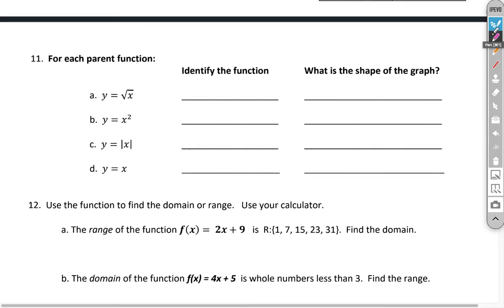All right, so for each parent function, we need to identify the function and the shape of the graph. So we have y equals the square root of x. This one's pretty obvious. It's a square root function. Y equals x squared. If you've got these exponents, it's a quadratic. Y equals the absolute value of x. This was another pretty obvious one. This is absolute value.